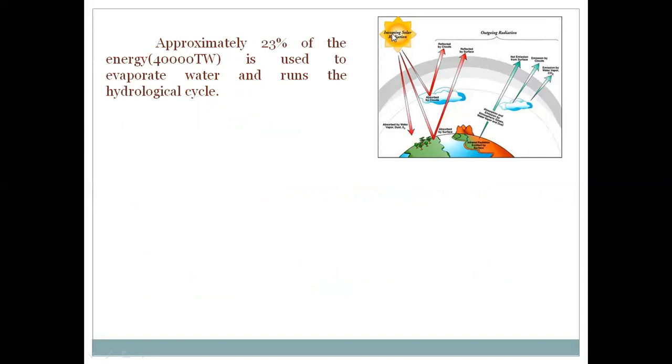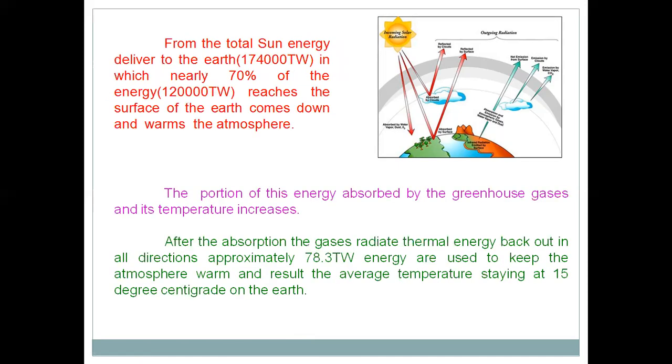We know the radiation is incident on the surface of the earth. The oceans, rivers, lakes and tanks absorb the solar energy, and thereafter it evaporates from the earth's surface and runs the hydrological cycle. We know this water vapor cools down and forms rain.